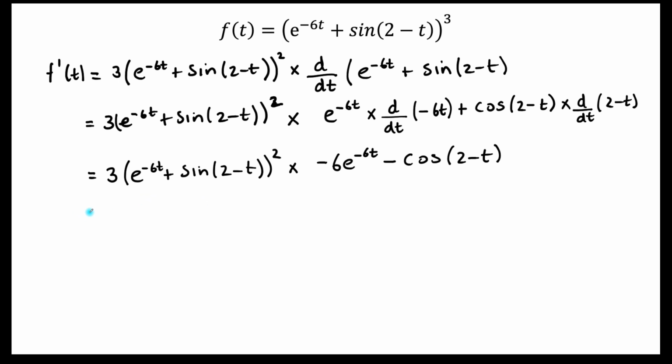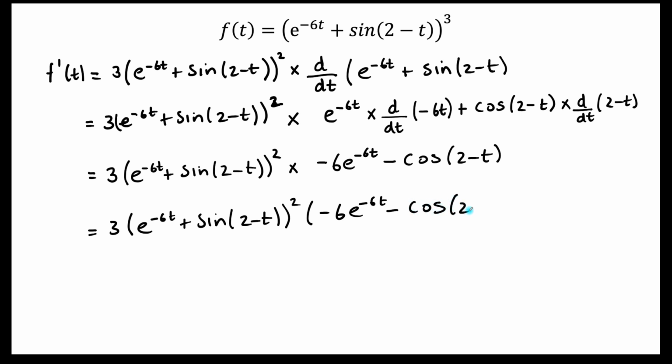So if I put everything together, that would be as follows. I have my sine of 2 minus t squared, that'll be multiplied with. So this would be my final answer. And like I said, you can easily make a mistake, so always double check your answers. So this would be my final answer for this one.